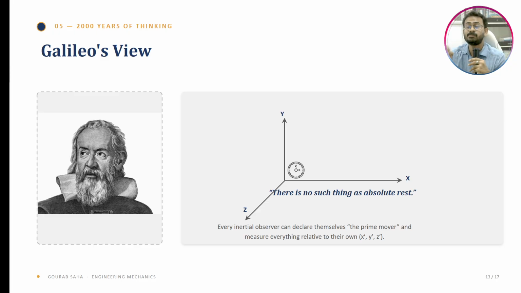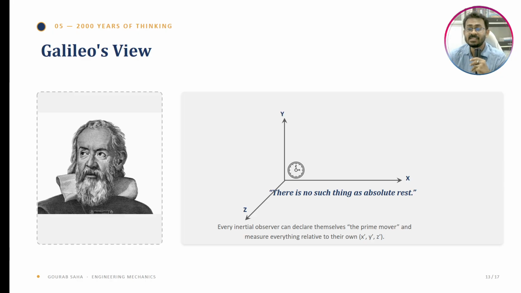Now the question is, with respect to what? Let's say a ship is moving. With respect to a person who is standing on the shore, the ship is moving. But what about the ship? If you and I are both sitting in the ship, with respect to you, I'm not moving, right? So what matters is the point of reference. Every point is moving with respect to something. There is no such thing called absolute rest. This is what Galileo said.